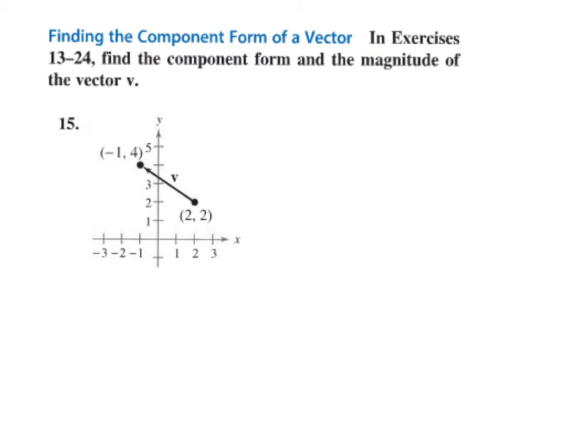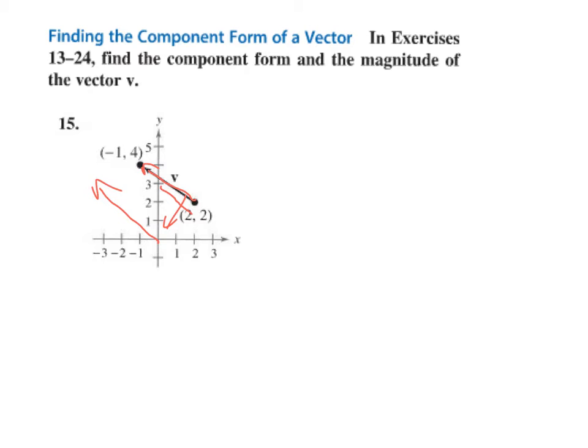Okay, so for this one right here, we're going to find the component form and the magnitude of vector v. So vector v, its initial point is at 2, comma 2. That's going to be right here. Its terminal point is at negative 1, comma 4. So to move this vector to standard position, here's my vector. I'm going to move that right down to here. So it's going to look something like this.